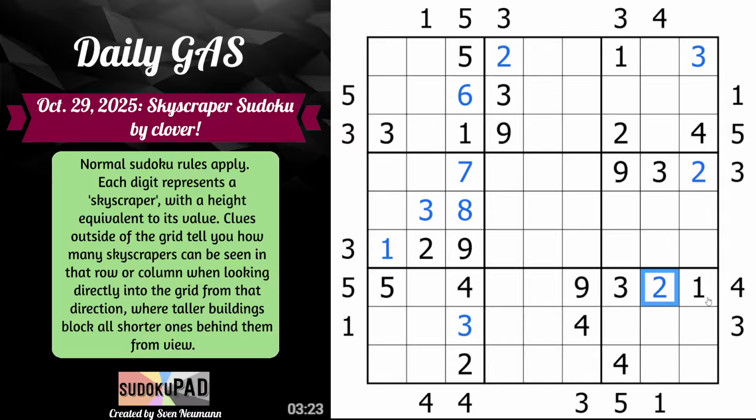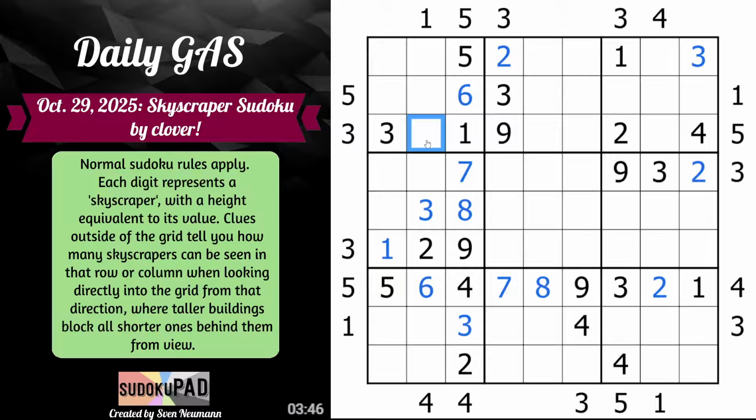All right, well, what was I looking at? 5, 9. We still don't know if this is 1 or 3. But now that we have this, we do know for a fact that this is going to be 6, 7, and 8, so that way we can see 5 skyscrapers here.